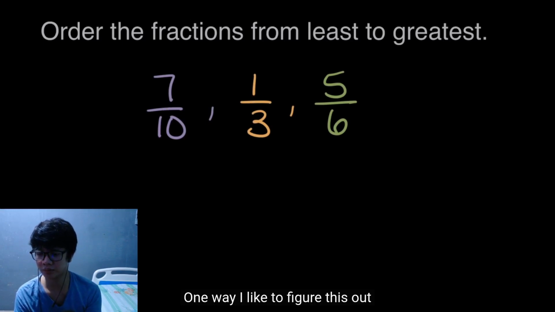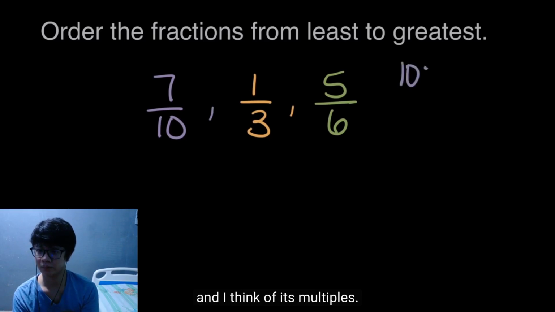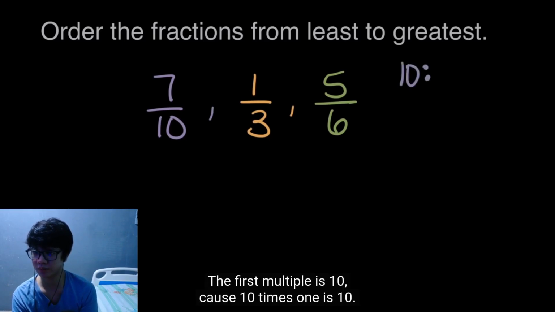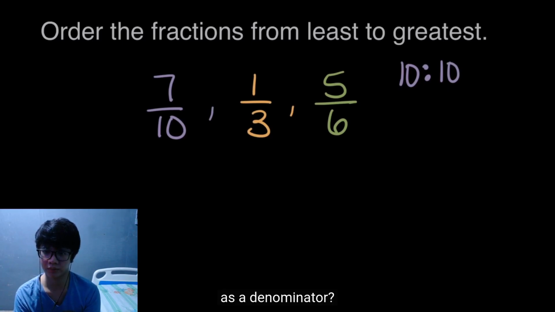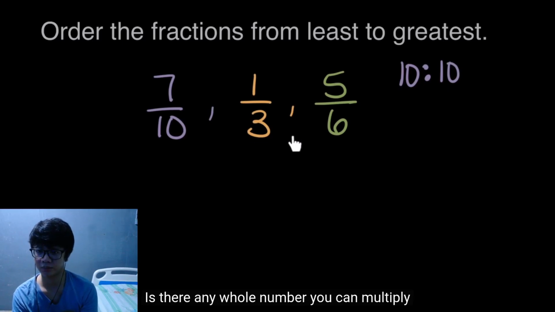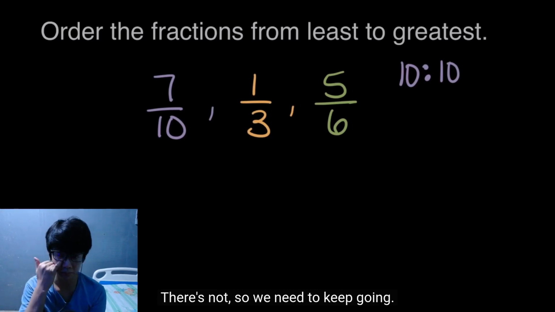One way I like to figure this out is I look at the biggest denominator, which is 10, and I think of its multiples. The first multiple is 10, because 10 times 1 is 10. Can we change thirds and sixths to have 10 as a denominator? Is there any whole number you can multiply 3 times to get 10? No. There's not, so we need to keep going.